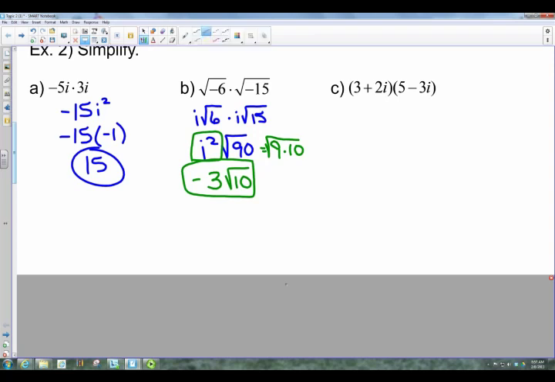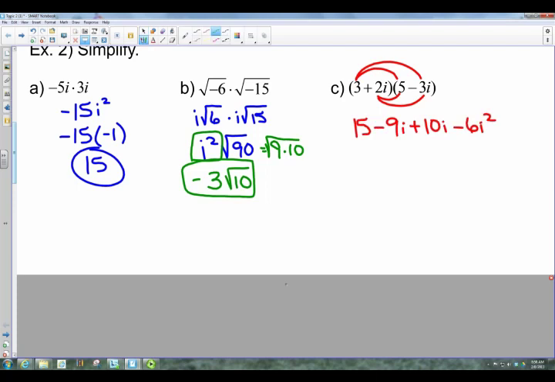Now the last possibility is binomials. And if we have binomials and you had this with the variable, what you'd end up doing is FOILing. And it works the same way. We're still going to FOIL. So we go 3 times 5, 3 times negative 3i. 2i times 5, 2i times a negative 3i. Okay, and see what happens. So 3 times 5 gives you 15. 3 times a negative 3i is a negative 9i. You've got a 2i times 5, so that's a 10i. And then a 2i times a negative 3, which is a negative 6i squared.